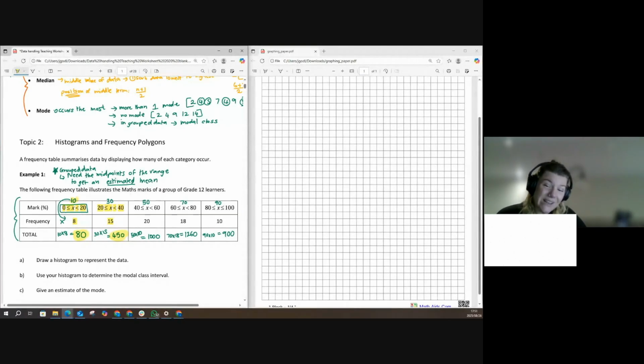And we have to do it like this in group data because we don't have the exact numbers. So we can't be super precise. We can only do estimations when it comes to group data.